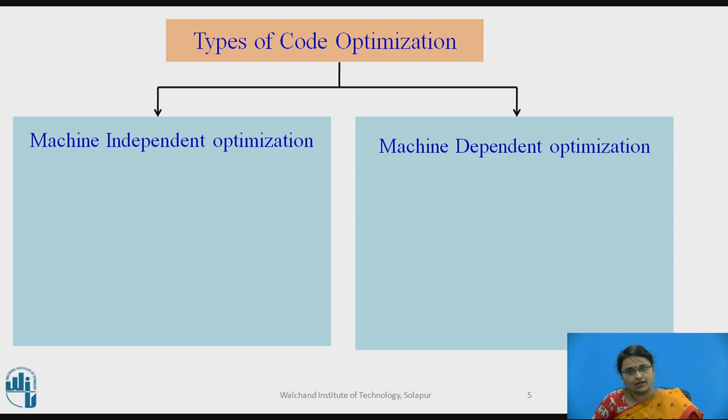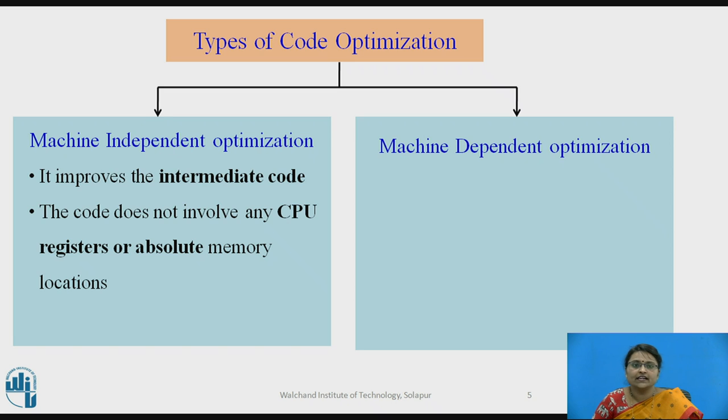Let us see what the types of code optimization techniques are. Basically, there are two types: machine independent optimization and machine dependent optimization. Machine independent optimization does not consider any target machine for optimizing the code. It improves the intermediate code which is generated, which is not dependent on any target machine. As it is not dependent on the target code, it does not involve any CPU registers or absolute memory locations. This kind of optimization is called machine independent optimization.